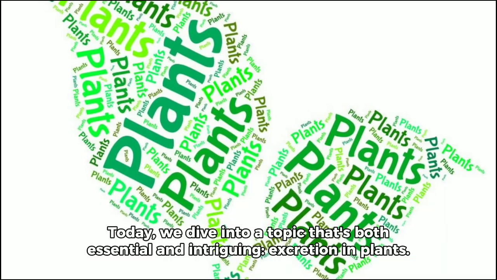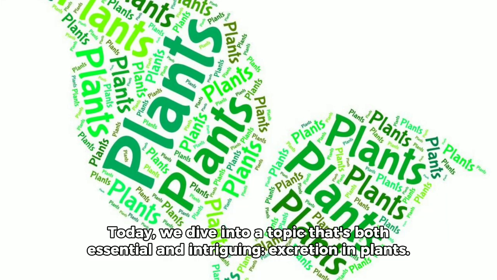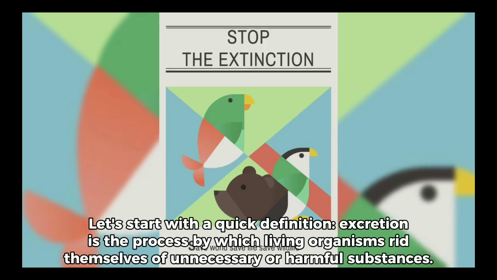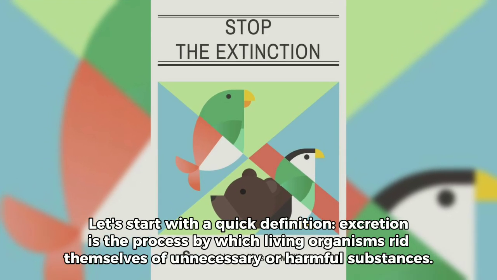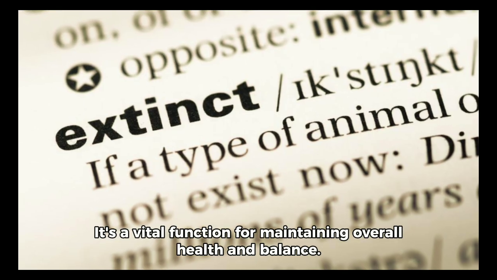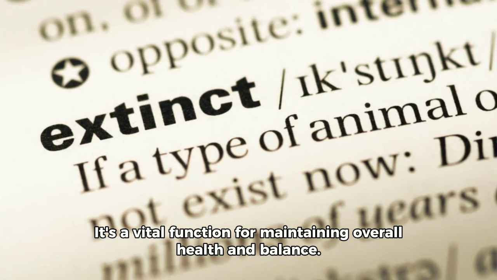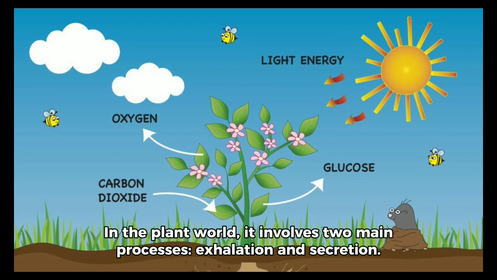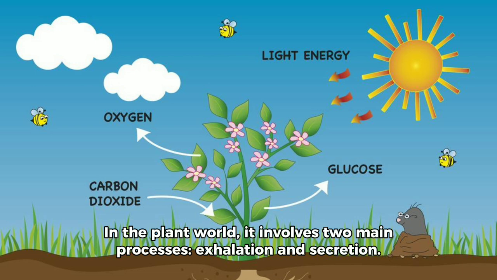Today, we dive into a topic that's both essential and intriguing: excretion in plants. Let's start with a quick definition. Excretion is the process by which living organisms rid themselves of unnecessary or harmful substances. It's a vital function for maintaining overall health and balance. In the plant world, it involves two main processes: exhalation and secretion.